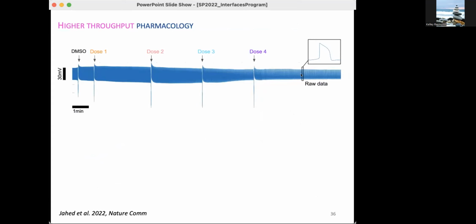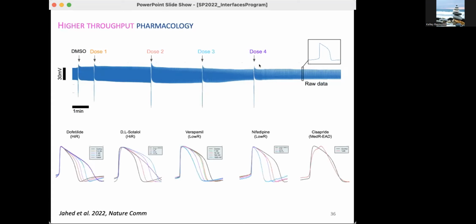So this is one recording from our devices. And you can see how we can add different doses of the drug over time and look at the shape of the action potential and its change for the exact same cell. For example, here, we tried multiple drugs that have different effects on these shapes. And again, these shapes depend on how the drug interacts with the ion channels, so it gives a lot of information about how that is happening.